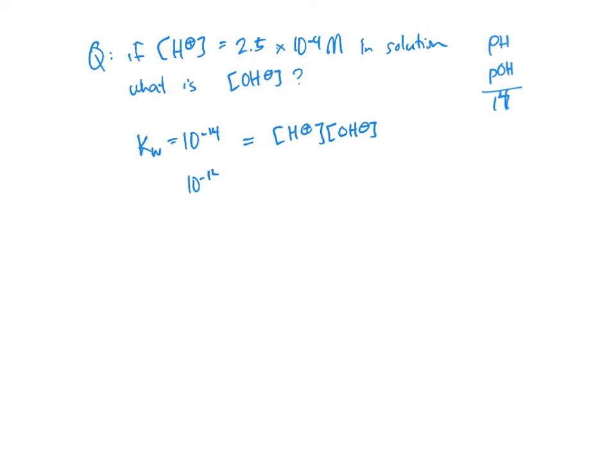So 10 to the minus 14 equals 2.5 times 10 to the minus 4 molar times the hydroxide concentration. This is molar squared. And the only unknown left in our equation is the concentration of OH minus. You can do some simple division on your calculator and solve for it. Hydroxide concentration will be 4 times 10 to the minus 9 molar. If you know proton ion concentration, you can calculate hydroxide ion concentration. This is what the Kw does for us.